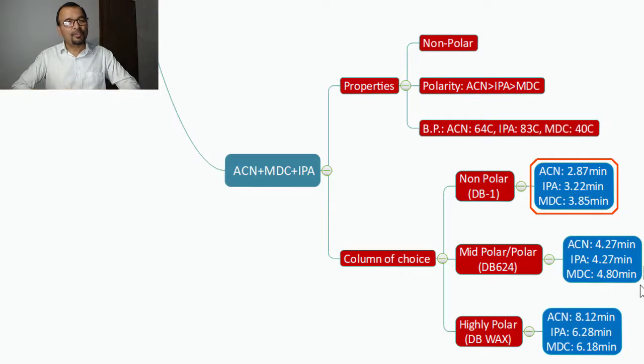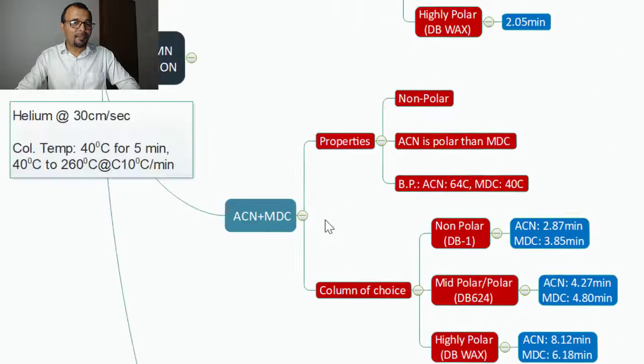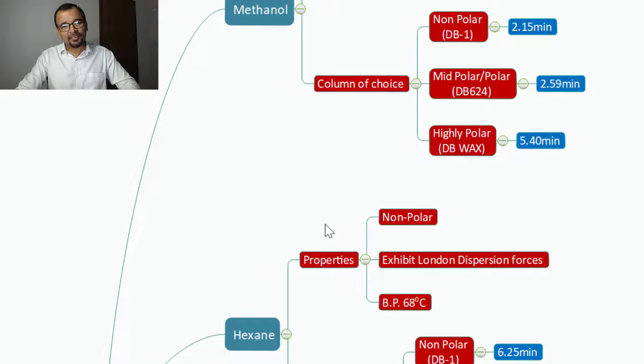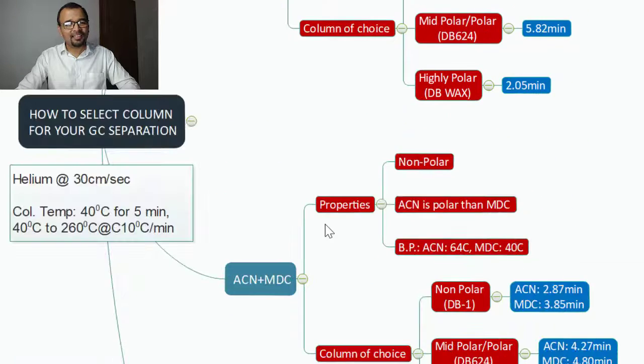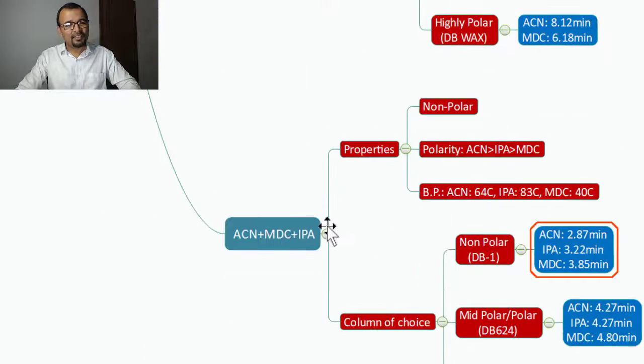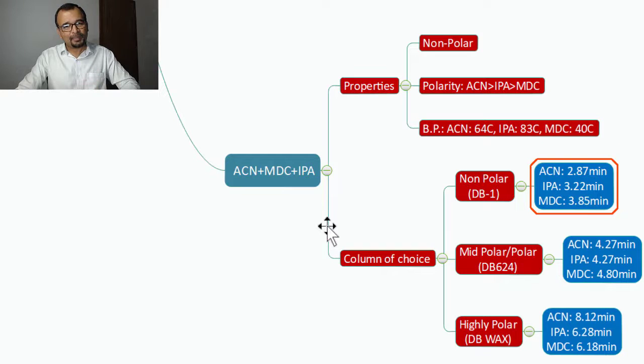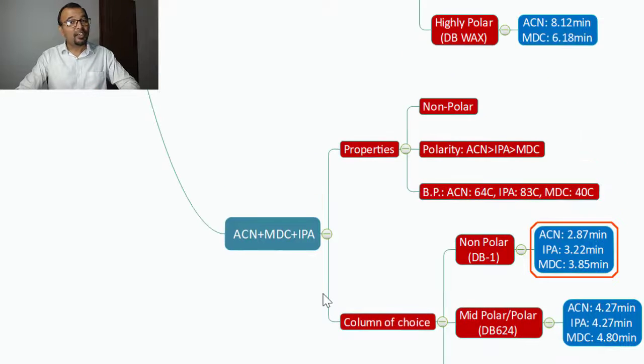so that I can further push these all three components to comfortable resolution figures. So I hope, after running these four different examples, that is methanol, hexane, the mixture of ACN plus MDC, and the mixture of ACN plus MDC plus IPA, you must now have better clarity on selection of suitable capillary columns for your GC separations.